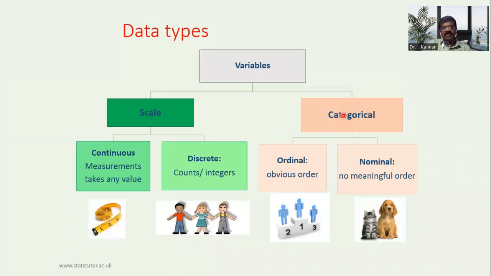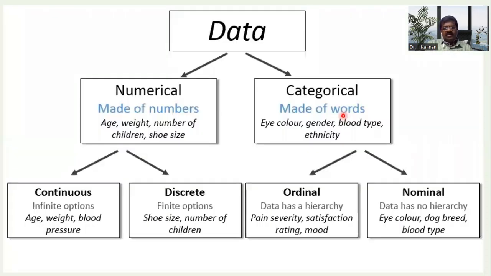Numerical data will be in numbers, like age, weight, number of children, number of patients, shoe size, hip size, waist size. All these things are numerical. As I said, it can be divided into two: a continuous numerical variable or a discrete numerical variable.